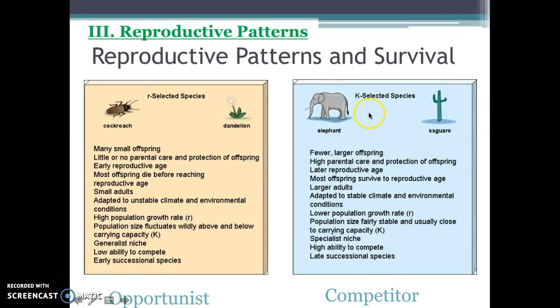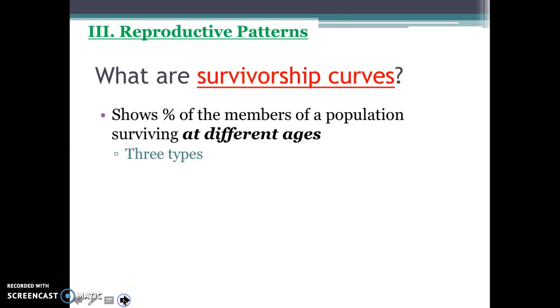By competitor, I mean these guys, they're sticking around for the long haul. So they're built to compete with others for those resources that are staying there. These guys, cockroach, if the resources go out, they can just jump to another place and start reproducing like crazy.